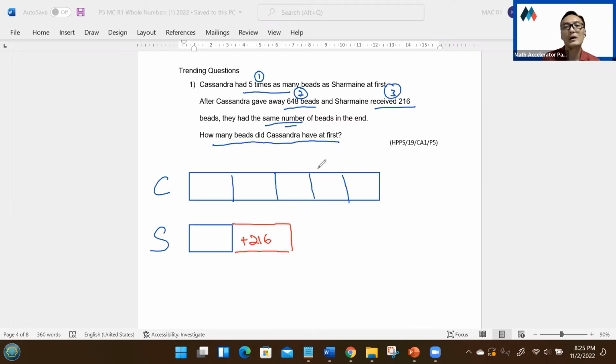So next, then Cassandra gave away 648 beats. And then they have the same number of beats. That means if Charmaine has this number of beats, then we draw a dotted line. In the end, Cassandra will also have the same number of beats, up to this point. So this is the part that was given away by Cassandra.